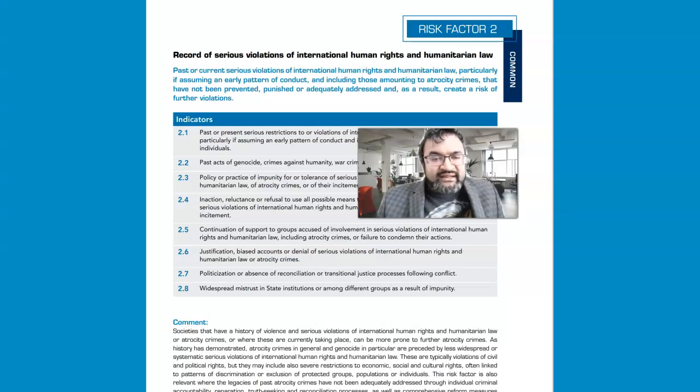So these are 8 indicators and societies that have a history of violence and violations of human rights. They're the ones that in the future might have atrocity crimes in general and genocide in particular, preceding less widespread systematic serious violations. So these are violations of civil and political rights and severe restrictions to economic, social, and cultural rights.